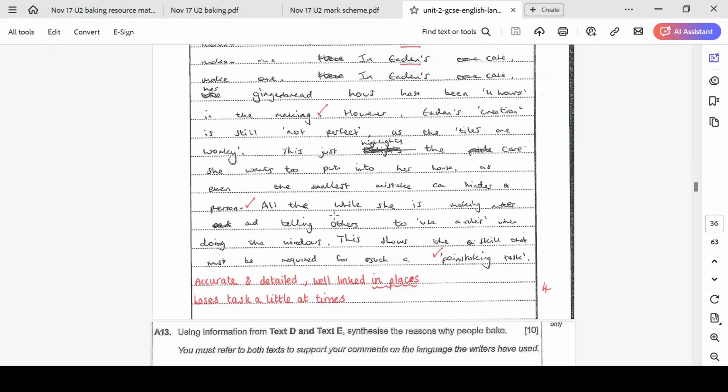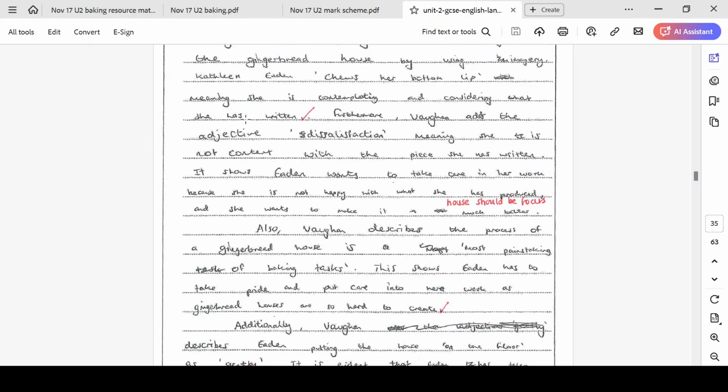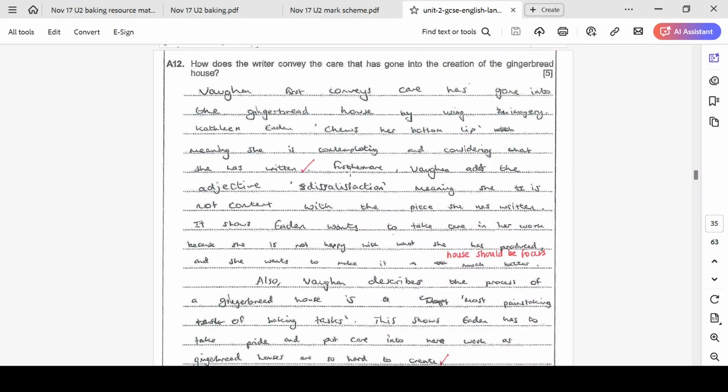So 4 out of 5, not bad. Probably lost the mark because that first point wasn't specifically about the house. It was about the magazine, wasn't it? About writing it, which wasn't what the question asked.